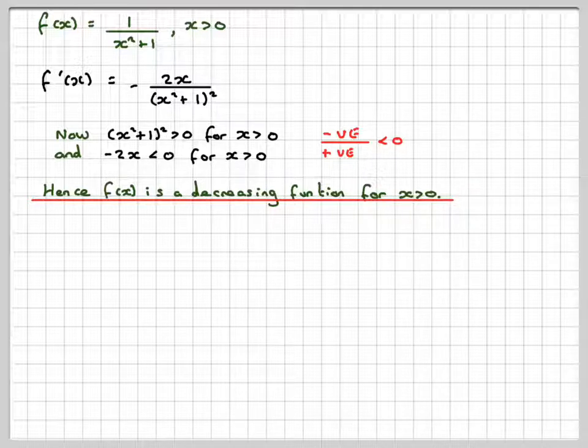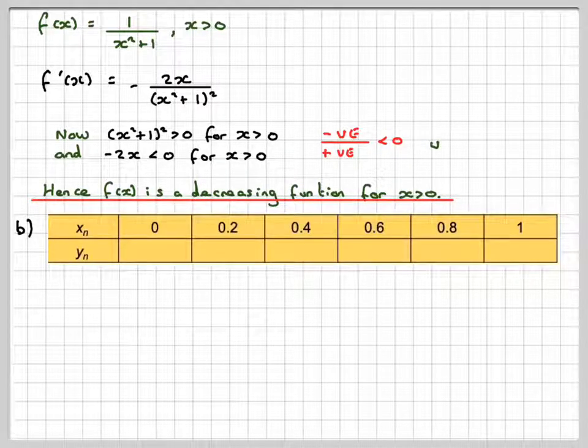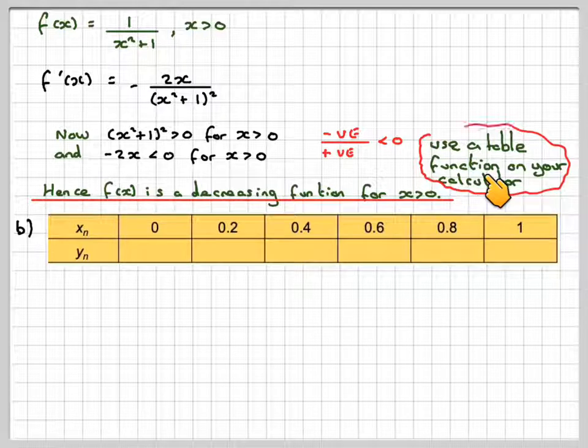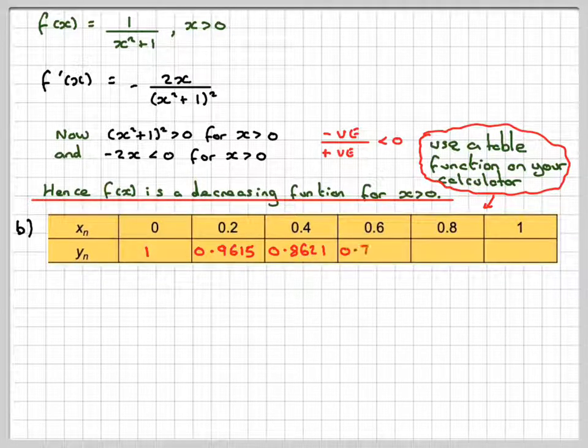Right, next what we're going to do is work out the values of f of x for 0, 0.2, 0.4, 0.6, 0.8 and 1. So if you use the table function on your calculator to do this, then you're going to get that's 1. This is 0.9615. 0.4 will be 0.8621. 0.6 will be 0.7353. And then 0.8 will be 0.6098, and then 1 will be 0.5.